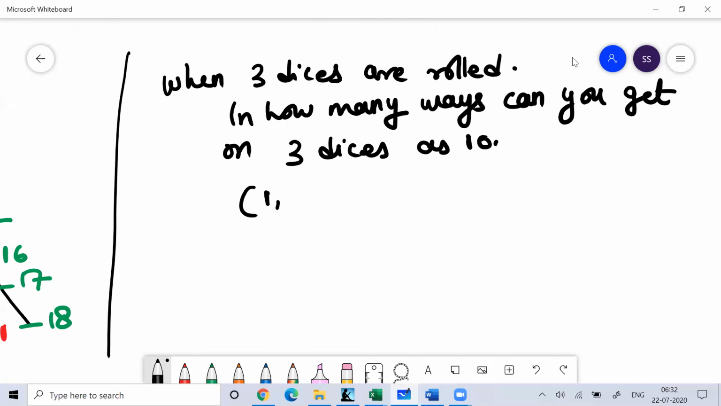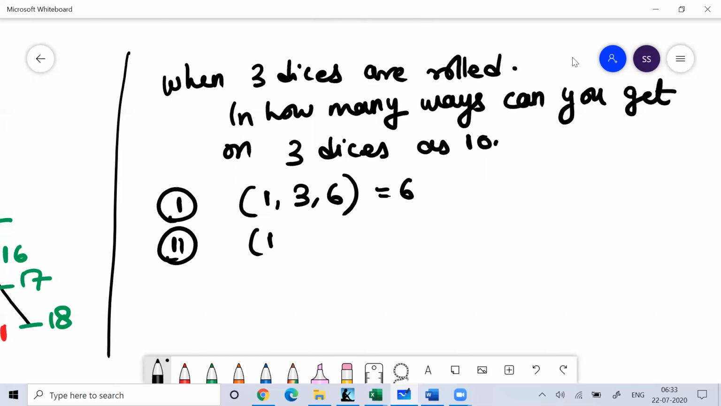Then 1, 3 is 4, then 6. This can be one of the cases. So the total number of cases would be 6, which is 3 factorial. I believe you know this fact. Now going further, what can be the other case? It can be 1, 4, 5. This can again be 6. Then 1, 5, 4, no point of writing, duplication will happen. So with 1 you can do this.